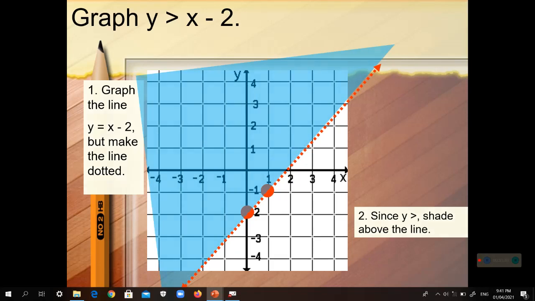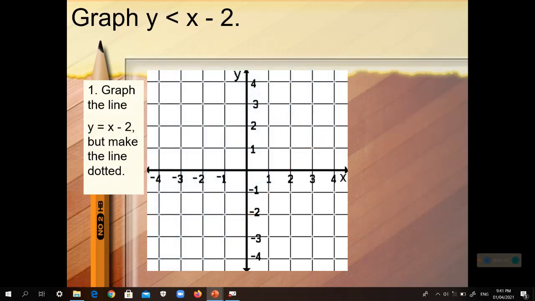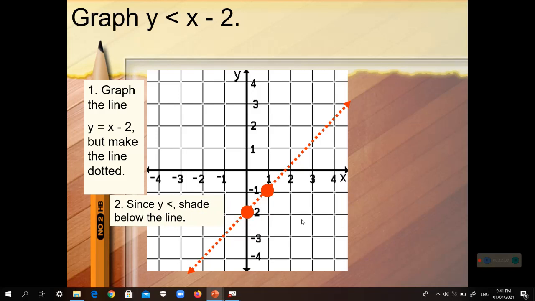Okay, for another example, we have here less than. So we have here, graph the line y equals x minus 2, but make the line dotted. So again, we have here the first point, the second point, the dotted line or the dashed line. But this time, since our y is less than, so you are going to shade the lower part. Okay? The place below the line. Okay? Question?